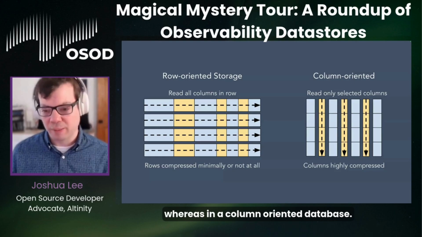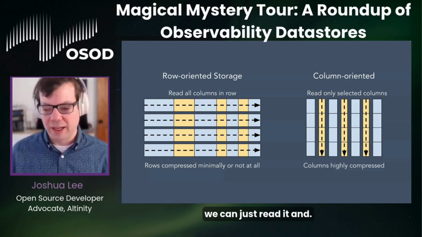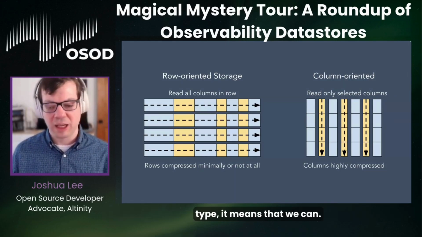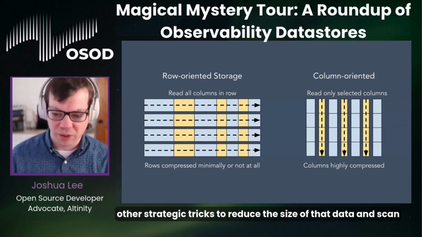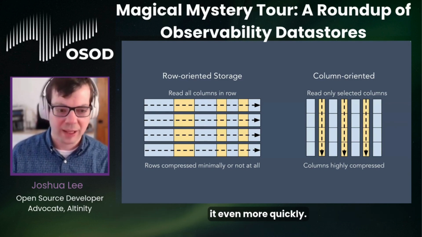Whereas in a column-oriented database, if we want to read a specific column, we can just read it. And because all of the data in a single column is going to be the same type, we can compress it much better, and we can do things like delta encoding and use other tricks to reduce the size of that data and scan it even more quickly.